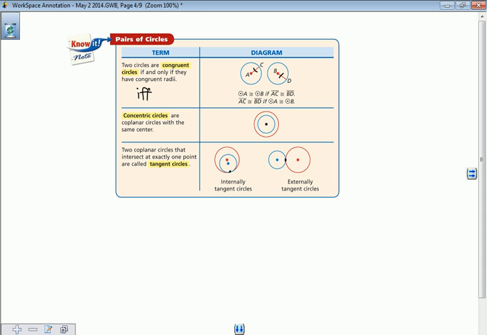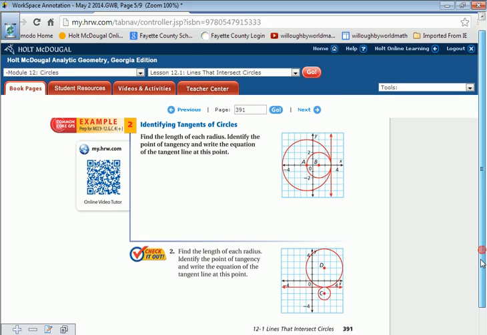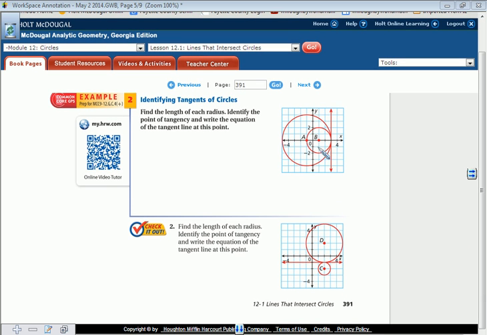Now, we can also look at circles and draw in tangent lines. So we see in this first picture that circle B is internally tangent to circle A. We're asked to find the length of each radius. So from here to here would be 1, 2, 3, 4 units. So the radius of circle A is 4 units. And the radius of circle B is, let's count, 1, 2 units.